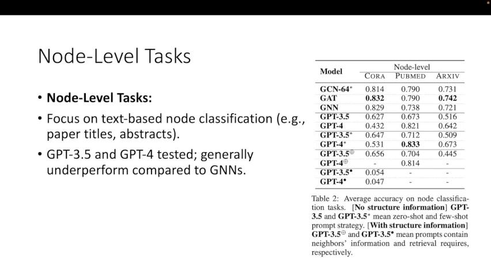For node-level tasks, the research explored how LLMs manage classification based on textual information embedded within graph nodes, like research paper titles and abstracts in citation networks. The authors noted that while LLMs like GPT 3.5 and GPT 4 show promise, their performance still generally falls short of traditional graph neural networks, which have been specifically optimized for such tasks.